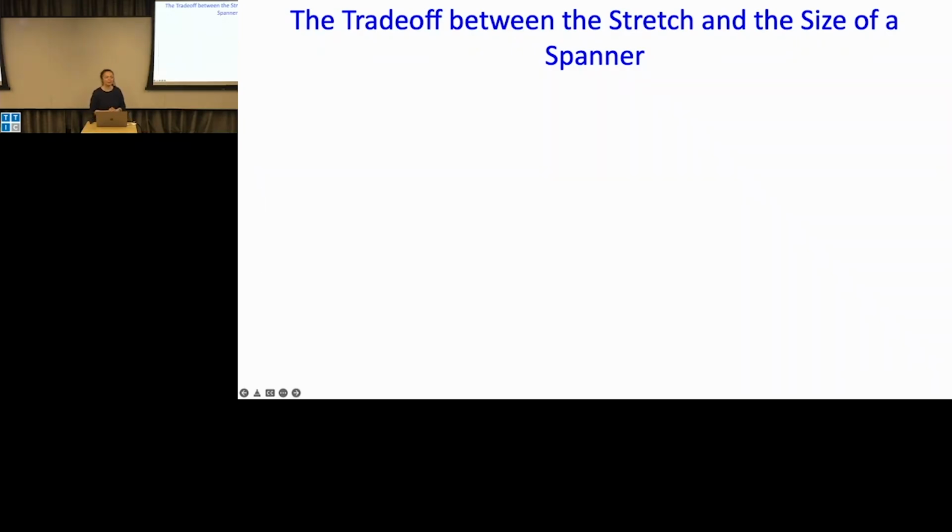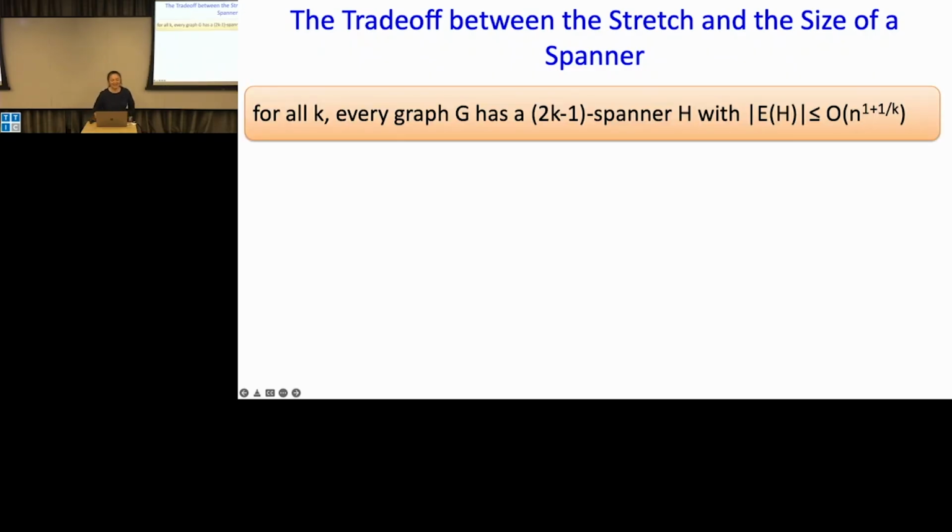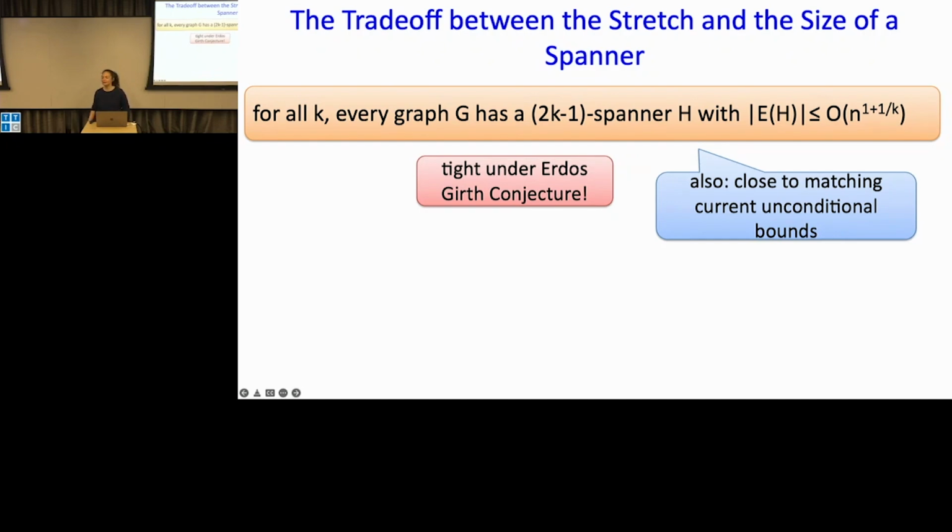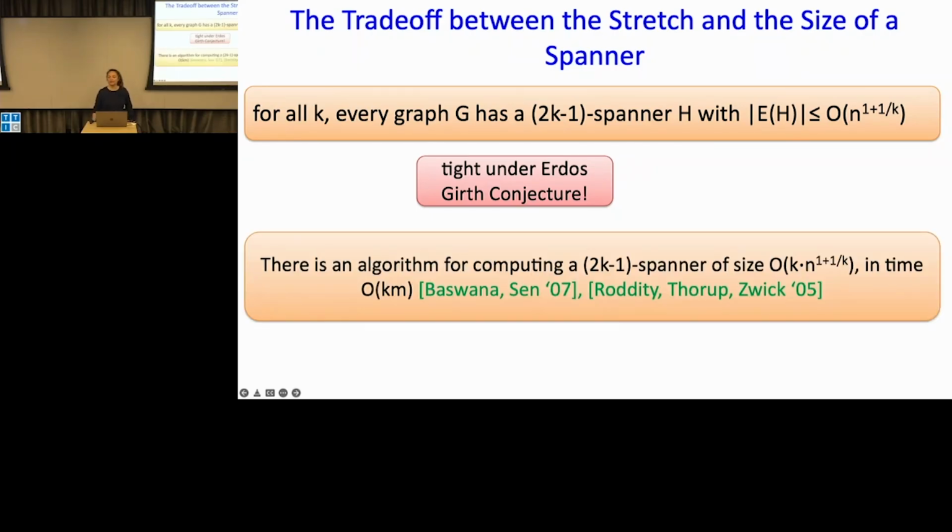Okay, so now we go back to spanners. What does it tell us about spanners? It tells us that for every k, every graph has a 2k minus 1 spanner with number of edges at most n to the 1 plus 1 over k. This is tight under the Erdős girth conjecture, and it's close to being tight under existing unconditional bounds. And there is also an algorithm that constructs a spanner with pretty much the same trade-off, a little bit worse, and its running time is k times m. m is the number of edges in the graph.